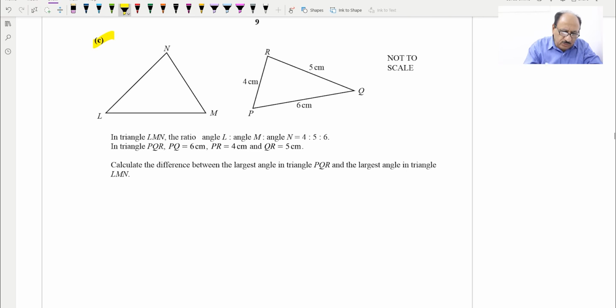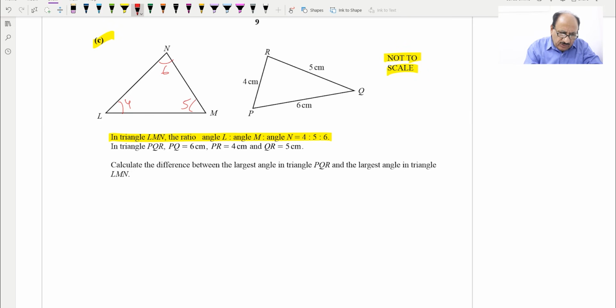In C part, two triangles are given which are not to scale. In triangle LMN, the ratio of angles L, M and N is 4, 5 and 6. So 4, 5, 6, these are the ratios.